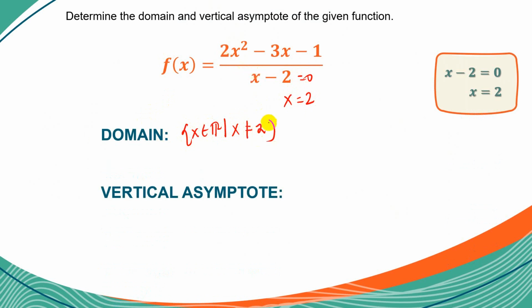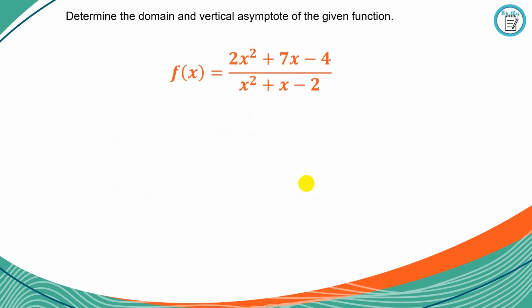Okay, so that is our domain. And then for the vertical asymptote, it's simply x equals 2. As simple as that. Don't be confused. So we now know how to write the domain and solve for the vertical asymptote. Again, the vertical asymptote is just the value of x.